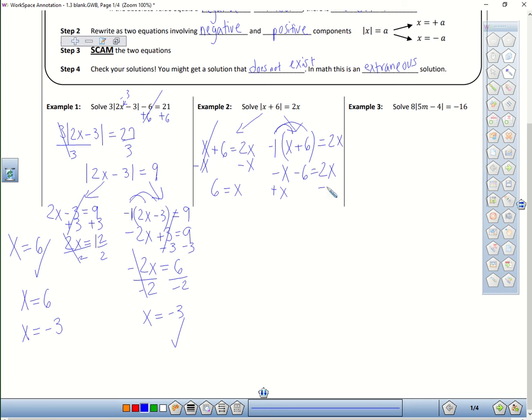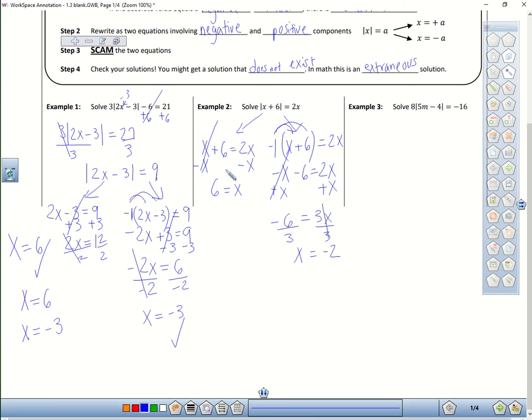I add the x to both sides. That gives me negative 6 is equal to 3x. Divide both sides by 3, and that gives me x is equal to negative 2. So these are my two solutions, but we need to check and verify these solutions because they may not exist.